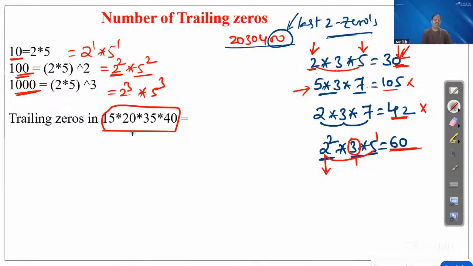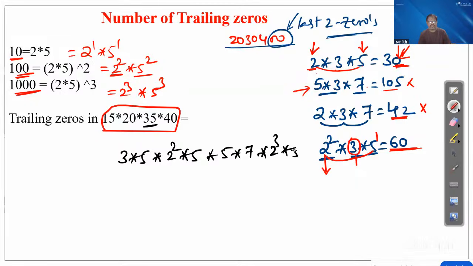How to find the trailing zeros in a multiplication? Whatever the multiplication given, we need to write it in prime numbers. So what prime numbers do we have? 15 can be written as 3 into 5. 20 can be written as 4 into 5, but 4 is not a prime number, so that is 2 square into 5. And 35 can be written as 5 into 7. 40 can be written as 2 cube into 5.